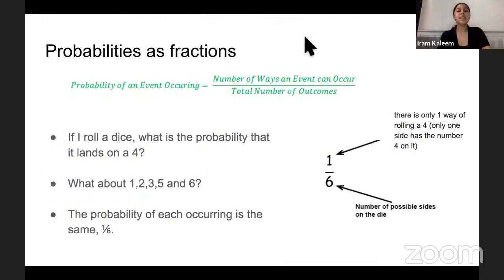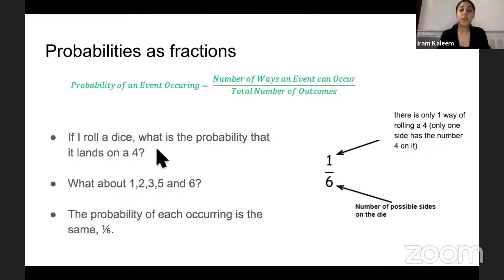Okay, probabilities as fractions. Now, we've used this equation many times over the last few lectures, so I should hope that no one needs to remember this one. But even so, anytime we're going to present the probability of an event occurring as a fraction, we can put it into this equation: the number of ways an event can occur at the top and the total number of outcomes at the bottom.